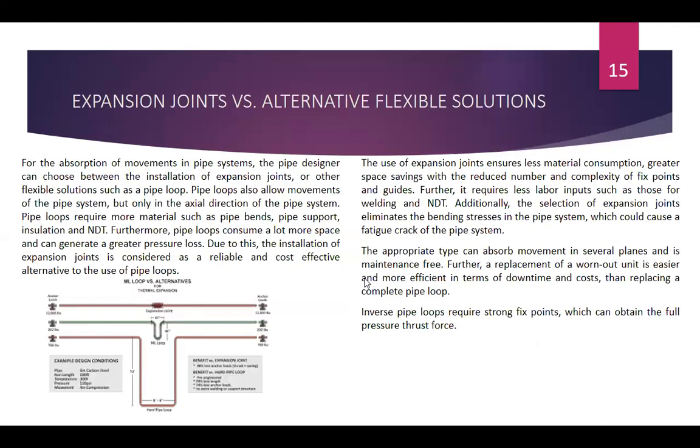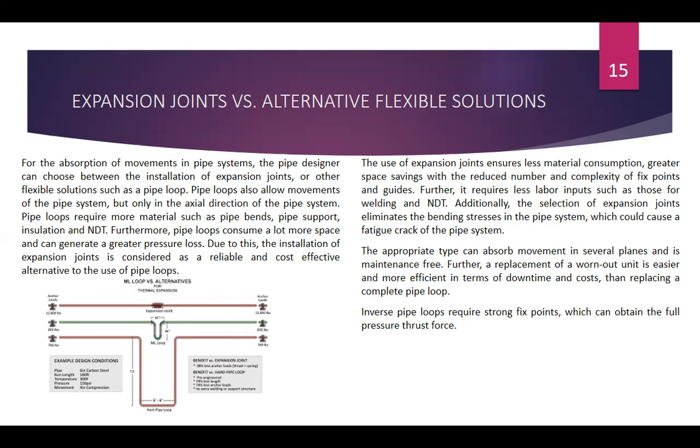So, now, expansion joints versus alternative flexible solutions. Ito yung expansion joint, ito yung mga alternative. For the absorption of movement in the pipe system, the pipe designer can choose between installation of expansion joints or other flexible solutions such as pipe loops. Pipe loops also allow movements of the pipe system, but only in the axial direction.